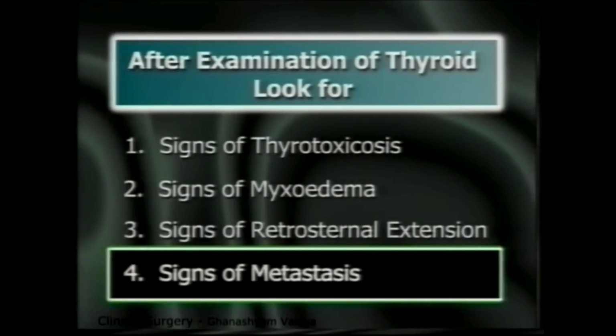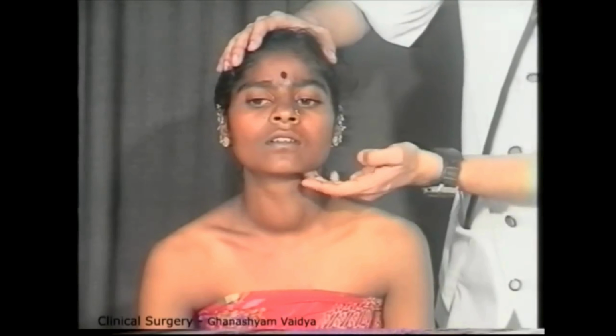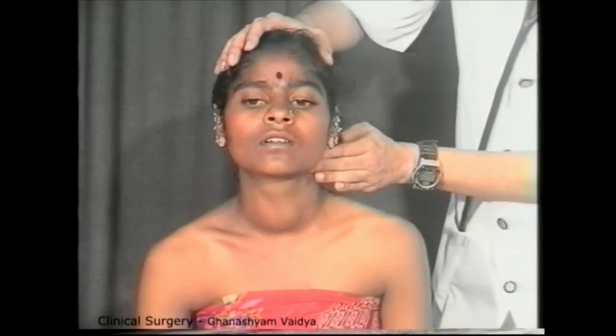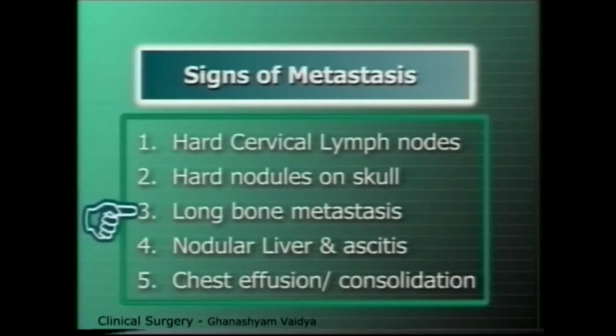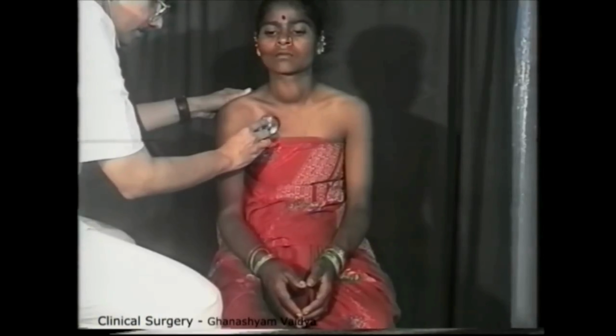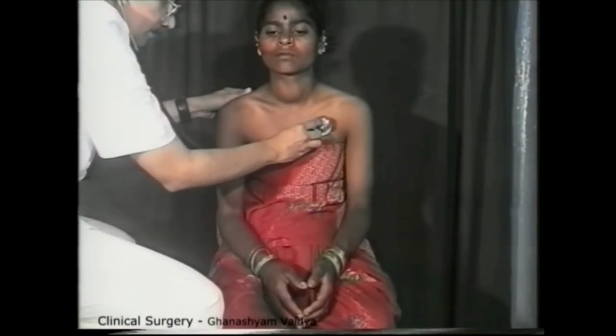Lastly, look for the evidence of metastasis meticulously if carcinoma is suspected. Palpate the neck on both sides for enlarged, hard lymph nodes. Palpate the entire skull surface for hard nodules. Look for bony deformity or tenderness in long bones. Examine the abdomen for nodular liver and ascites. And examine the chest for signs of effusion and consolidation.